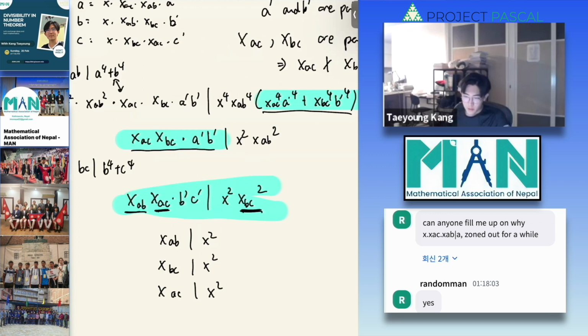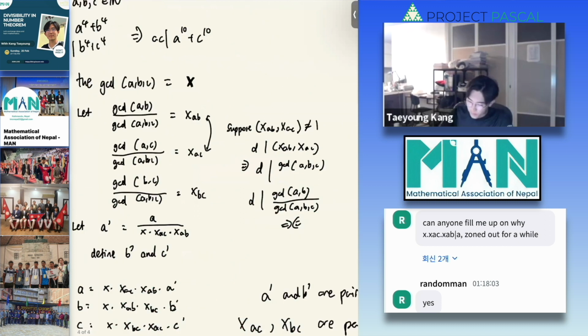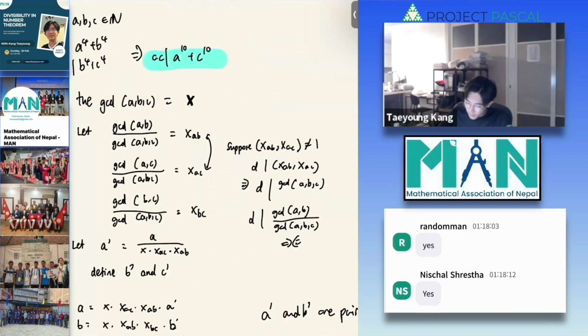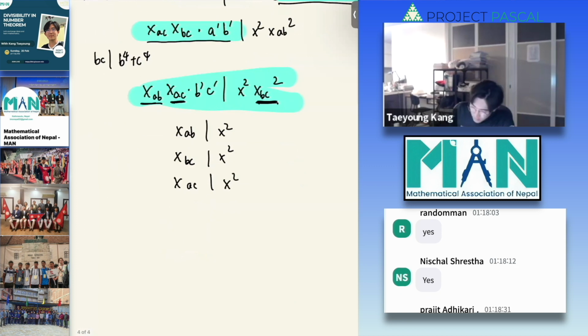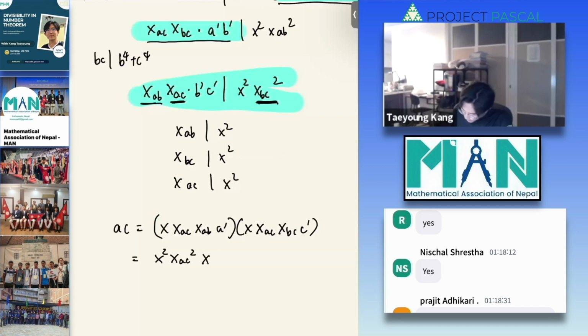Right. So what do we have? So we want to show this, right? But what is AC? AC is equals to X X AC X AB A prime times X X AC X BC C prime, which is equals to X squared times X AC squared X AB X BC A prime C prime. Correct.